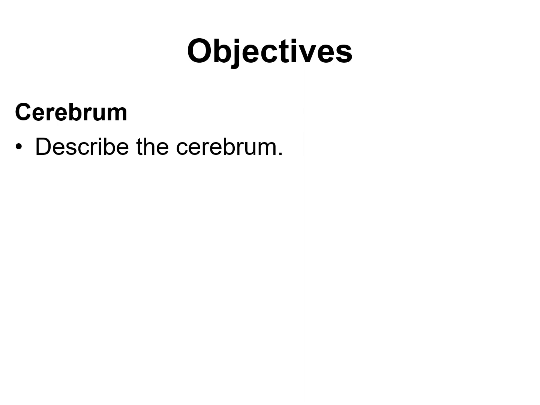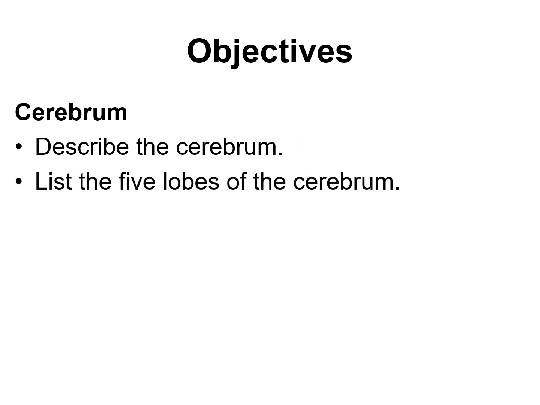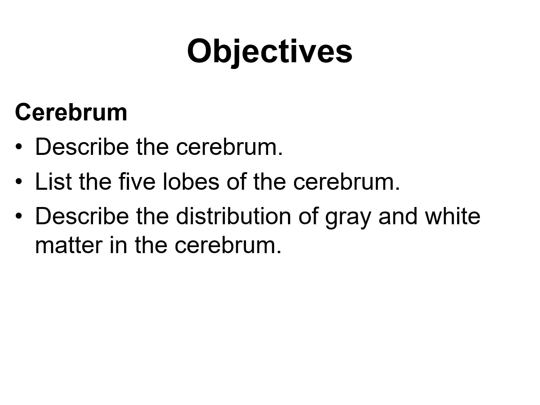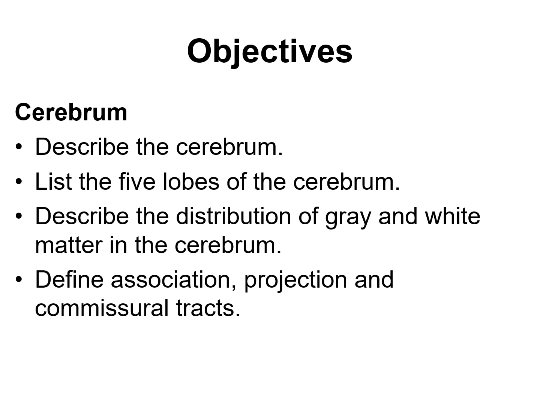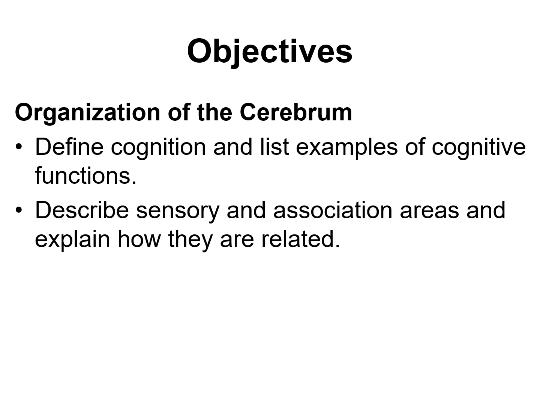The learning objectives of the screencast are as follows. Describe the cerebrum. List the 5 lobes of the cerebrum. Describe the distribution of gray and white matter in the cerebrum. Define association, projection, and commissural tracts, and define a nuclei. Define cognition and list examples of cognitive functions. Describe sensory and association areas and explain how they are related.